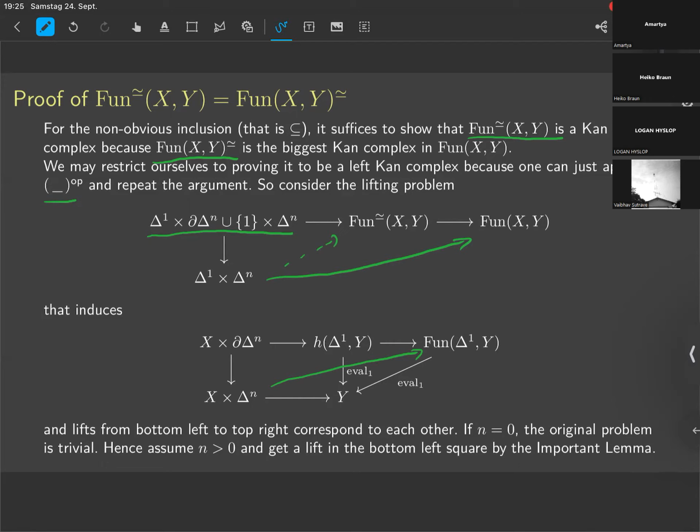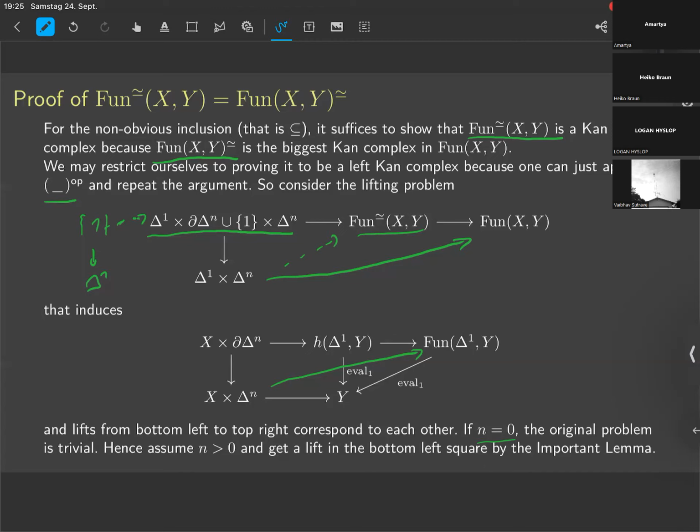Now first, in the case that n equals 0, the original problem is trivial, because what do we get then? Here we get just the one edge, delta 1, sorry. And there again, we can just take the identity on the chosen functor on top. This map on top chooses a functor here, and we can take the identity and it lives in the object-wise isomorphisms. So this is not too difficult.